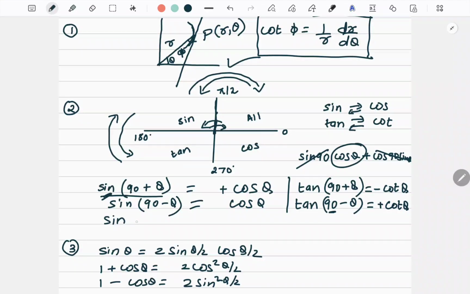Same way, if you do sine of 180 plus theta, as I said, 180 means this horizontal line. So when I am crossing this, sine will remain sine. But I am going to someone else's house, so one minus sign will come. If I do sine of 180 minus theta.